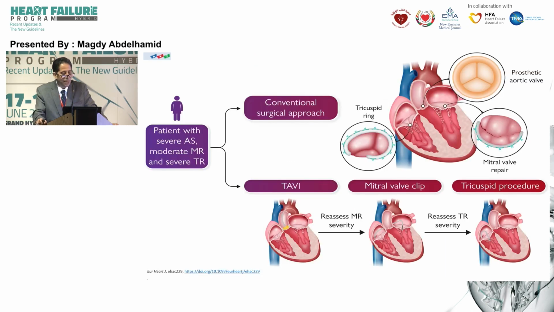And this last slide, the conventional surgical approach for patients who have severe aortic stenosis, moderate mitral regurgitation, and severe TR is to do aortic valve replacement and mitral valve repair, tricuspid valve ring. On the other hand, you can do TAVI and then reassess secondary mitral regurgitation severity if the patient is indicated for mitral clip or not, followed by reassessment of the TR severity to do transcatheter tricuspid valve procedure, repair, or implantation.